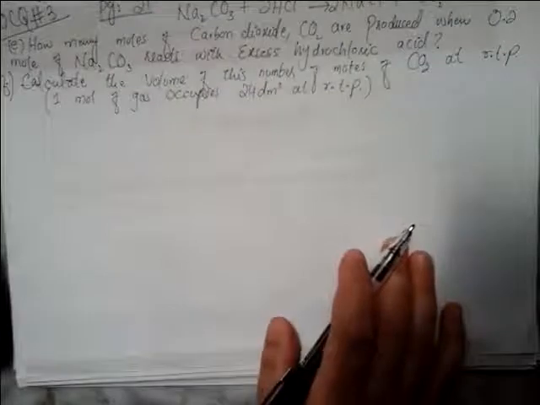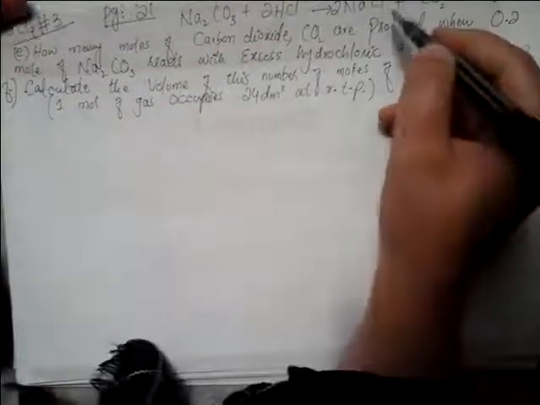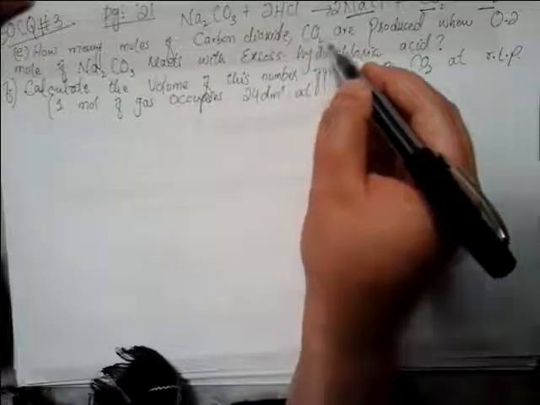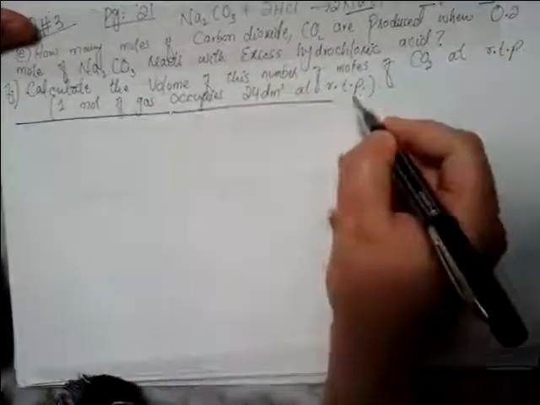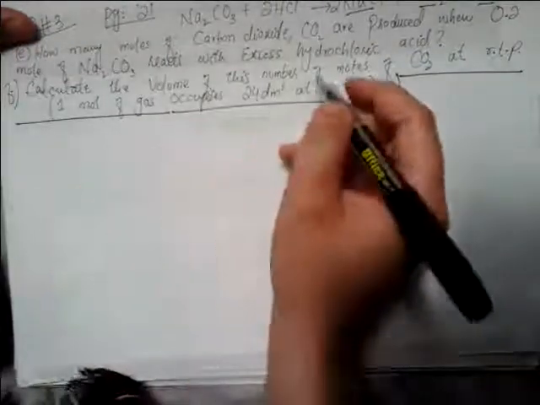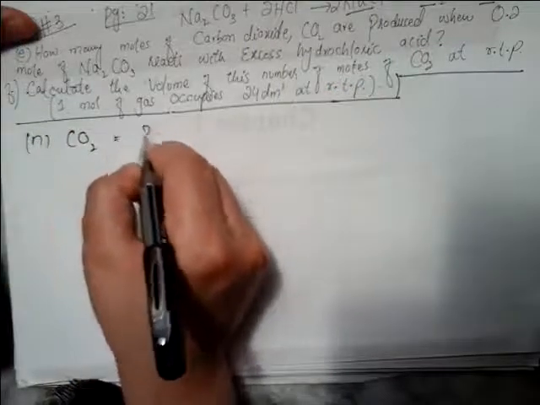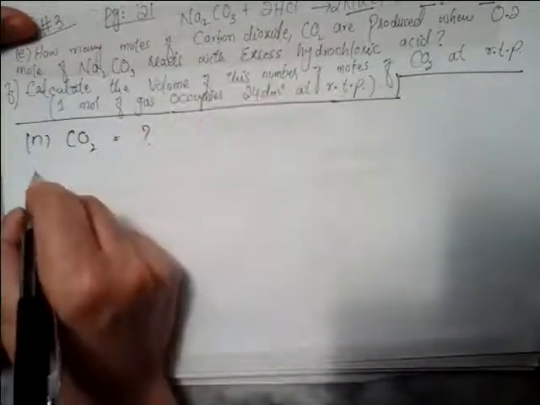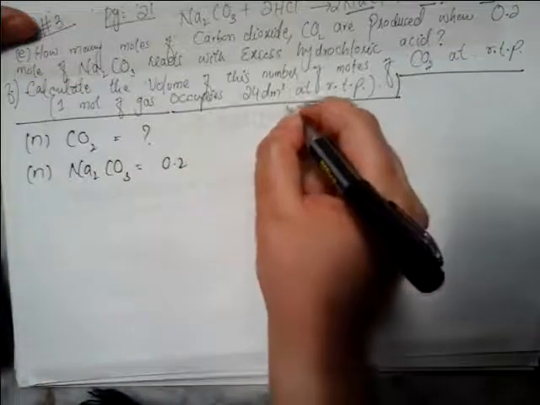Another question which is given in your book is that 1 mole of sodium carbonate reacts with 2 moles of hydrochloric acid to give 2 moles of sodium chloride plus carbon dioxide and water. How many moles of carbon dioxide are produced when 0.2 moles of sodium carbonate reacts with excess hydrochloric acid? Now coming towards the solution, you need to find the moles of carbon dioxide, and the moles of sodium carbonate are 0.2.